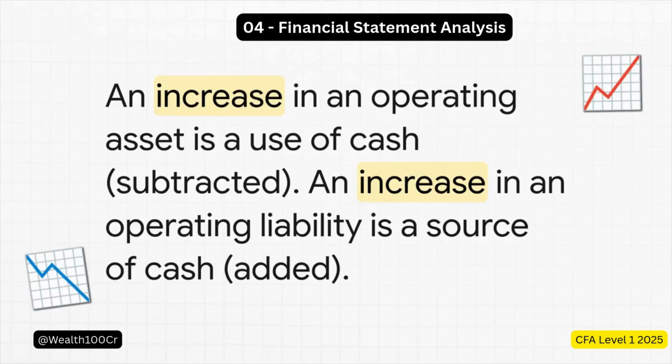Now, that last step can trip people up, but here is the golden rule you need to burn into your memory. An increase in an asset is a use of cash. An increase in a liability is a source of cash. Just think about it for a second. If your inventory, an asset, goes up, it's because you spent cash to buy it, right? That's a use of cash. If your accounts payable, a liability, goes up, it means you're holding on to your cash longer instead of paying your suppliers. That's a source of cash.